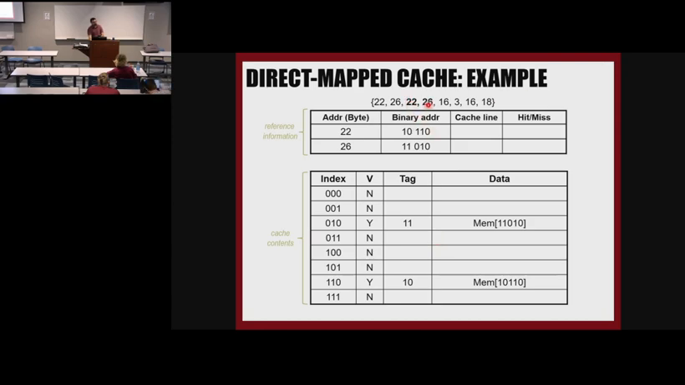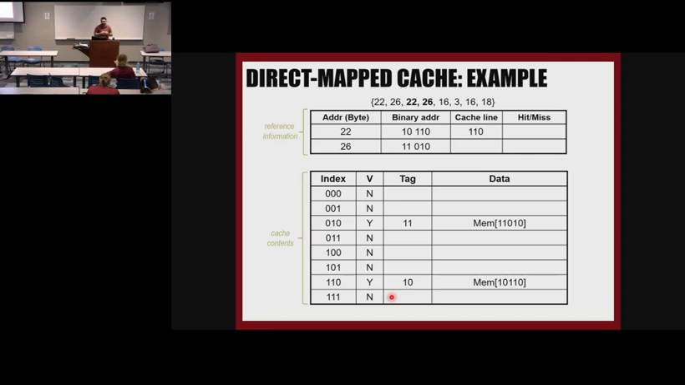We have 22 and 26. We do both of them together. 22 has the cache line address 110. Now we'll go to the cache line address 110, and I check the valid bit, and it's yes. So it means that there is something there. I still don't know if it's what I'm looking for. It says whatever is in the cache is valid. So the next thing I have to do is do what?